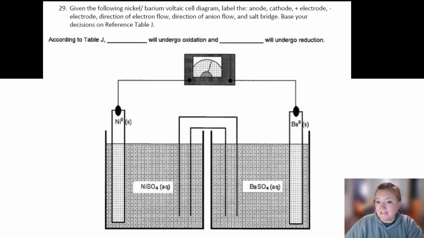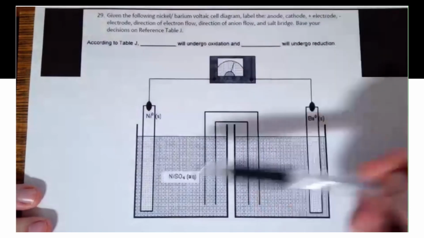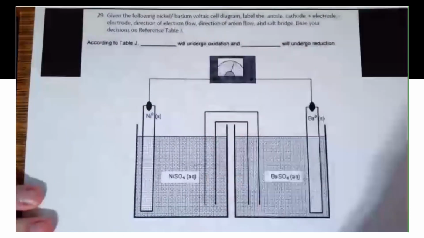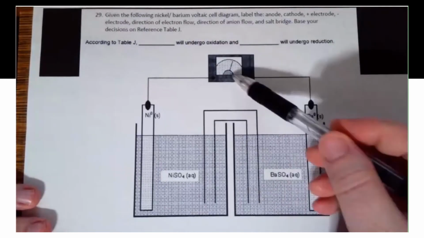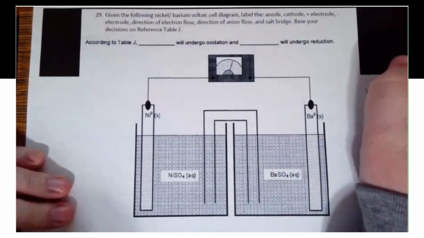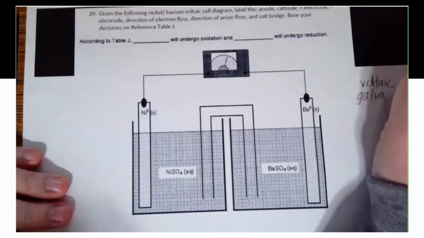All right, here's our last example, again on paper. Okay, so here's a whole bunch. I got to label a whole bunch. So let's see what I can figure out without even looking at the question, right? This is a voltmeter, so that means I have a voltaic or a galvanic cell.